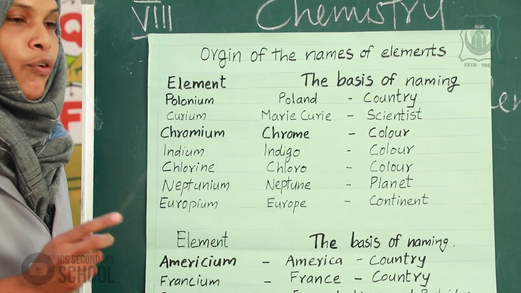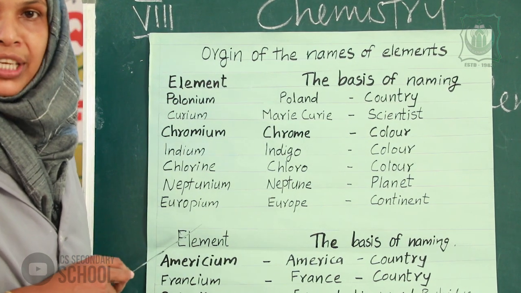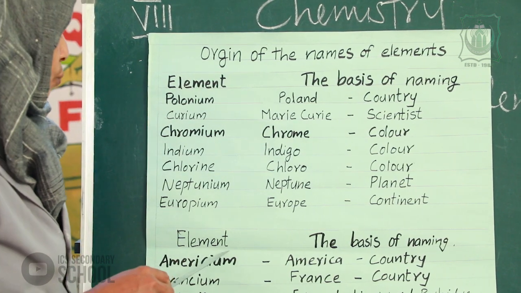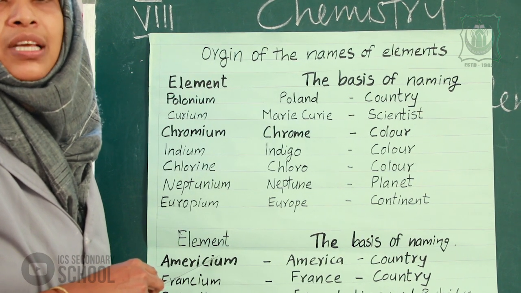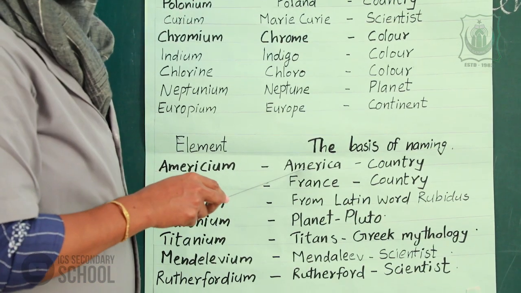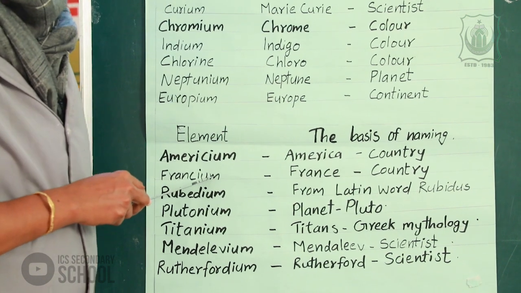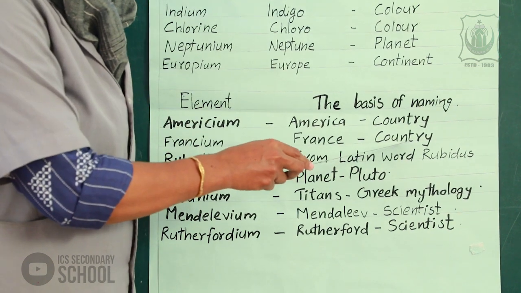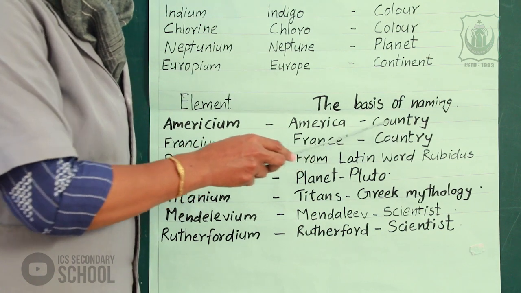Then a work for you in your textbook. You should write the element name and write the basis of naming. First one, americium. The name is originated from the country name America. Next one, francium. Also originated from the name of country France.